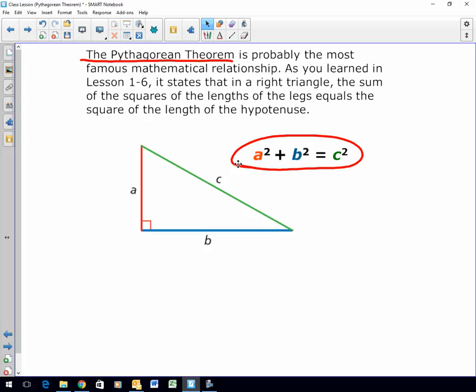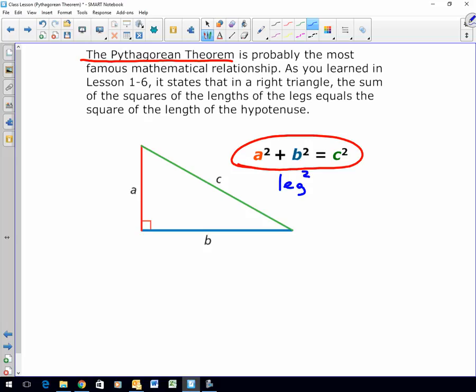In a right triangle, the sum of the squares of the lengths of the legs equals the square of the length of the hypotenuse. Awesome. Okay, that doesn't really mean too much if you can't figure this out. Let's make sure we're understanding this. The easiest way to understand the Pythagorean theorem is to know what your A, B, and C are. When I see this formula, I kind of cringe as a math teacher, because this is really how I want you to remember it.